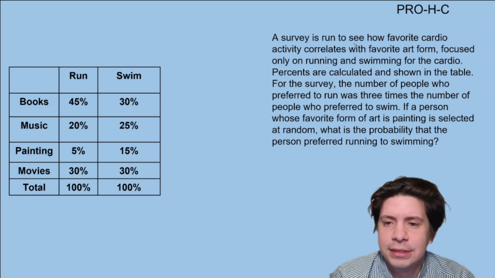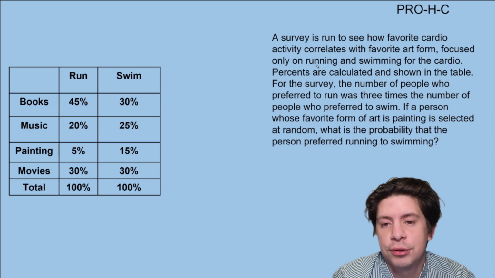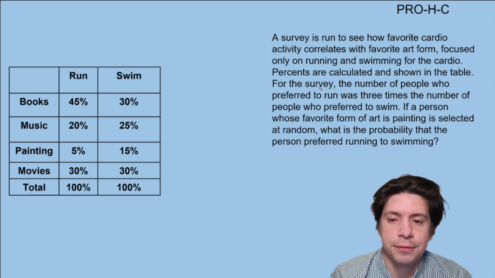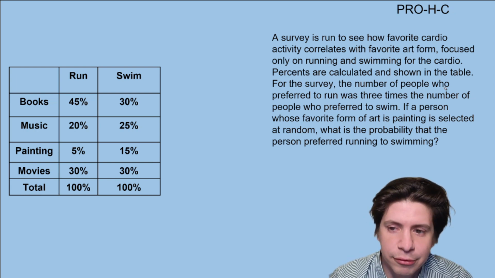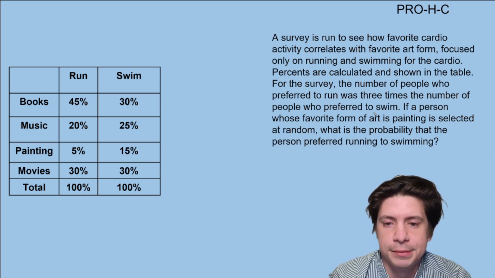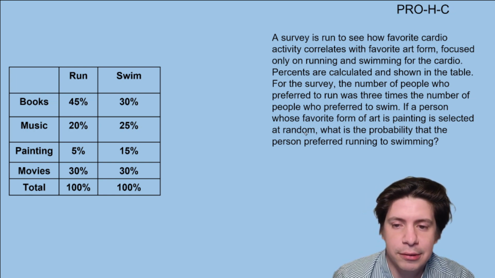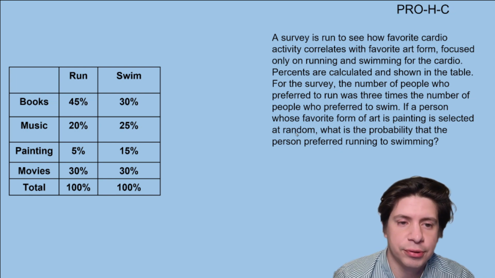A survey is run to see how favorite cardio activity correlates with favorite art form. Focused only on running and swimming for the cardio. Percents are calculated and shown in the table. For the survey, the number of people who preferred to run was 3 times the number of people who preferred to swim. If a person whose favorite form of art is painting is selected at random, what is the probability that the person preferred running to swimming?